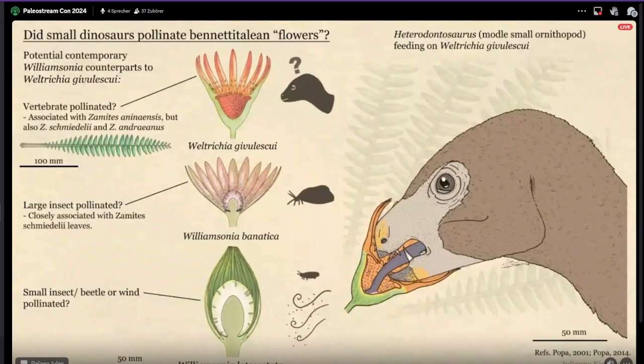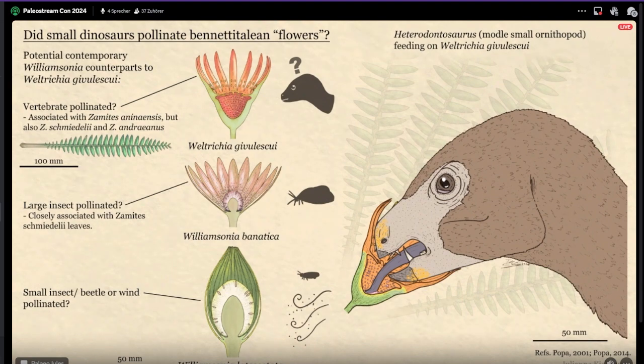And finally, just want to talk a little bit about pollination. There does seem to be some diversity in pollination strategies within the Bennettitales. A lot of the Williamsonias are either very flower-like or more enclosed, so that could suggest that the large flower-like ones were pollinated by larger flying insects like the chromatids, which are a group of extinct lacewings which look like butterflies. The more enclosed ones may have been wind-pollinated or beetle-pollinated.